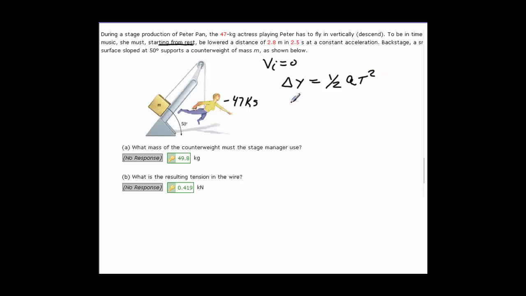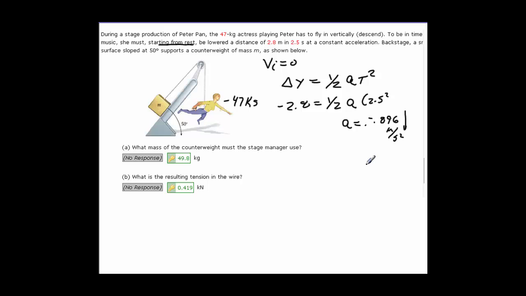So since we're descending, we'll let this be negative 2.8 equal to 1/2 times my acceleration times 2.5 squared. And what you want to do here is just solve for your acceleration. When you solve for your acceleration, on this problem I believe you get negative 0.896. So you're going down, and that's meters per second squared.